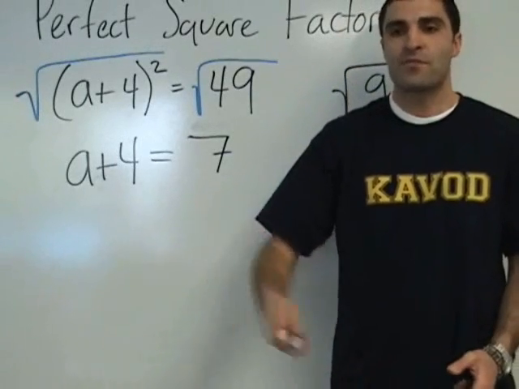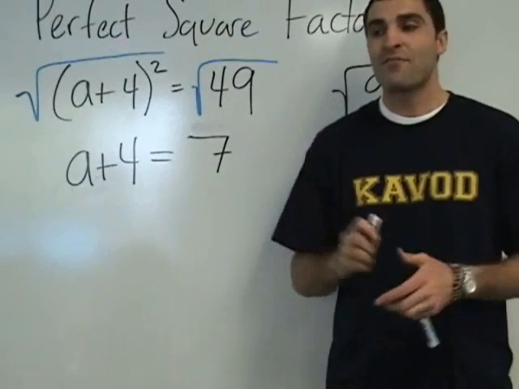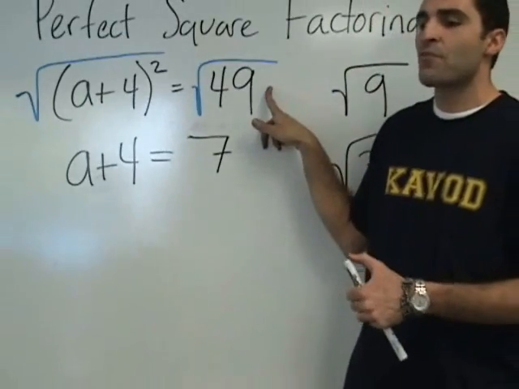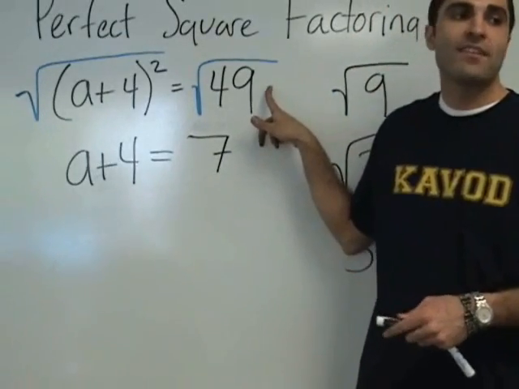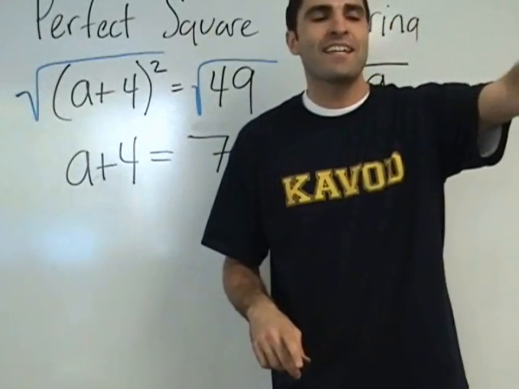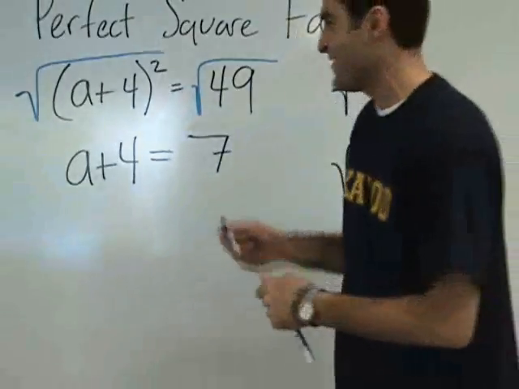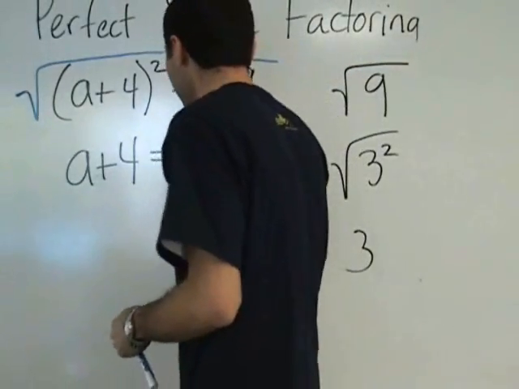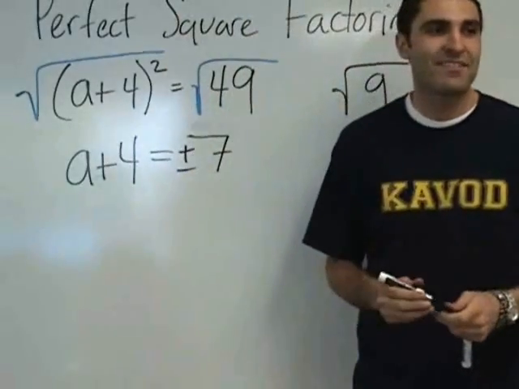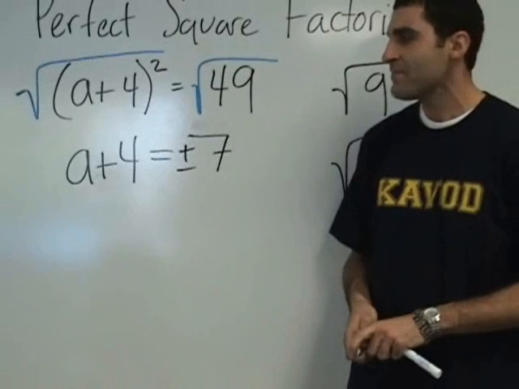What else times itself equals 49? What number times itself equals 49? 7 times 7. What else times itself equals 49? 7 times negative 7. Negative 7 times negative 7. You got the golden answer. So, it's plus or minus 7. Plus or minus 7. That's how we say it.